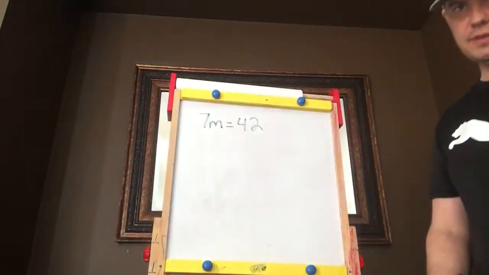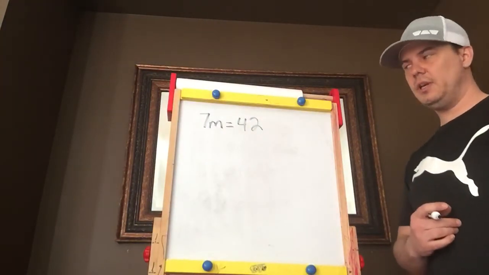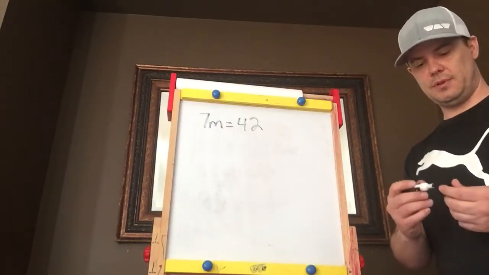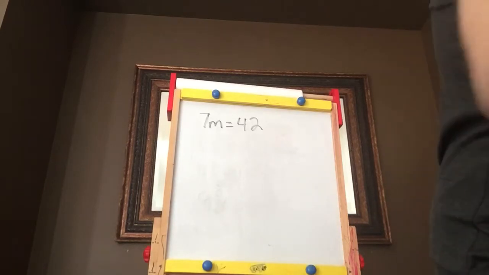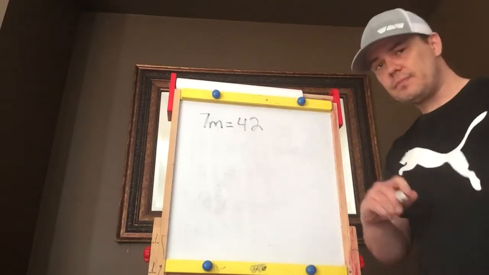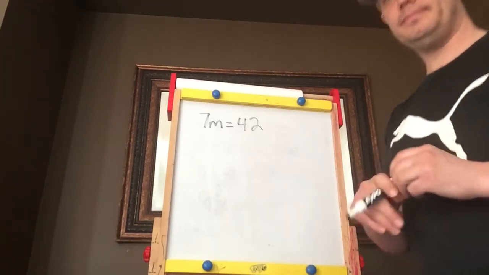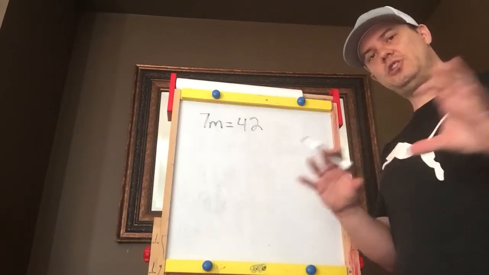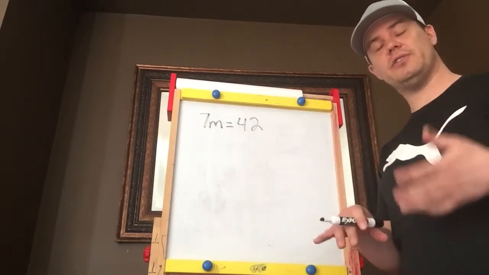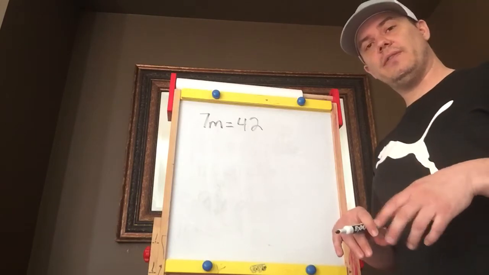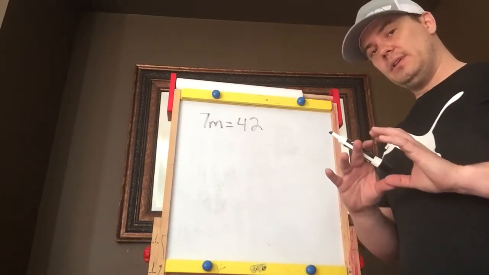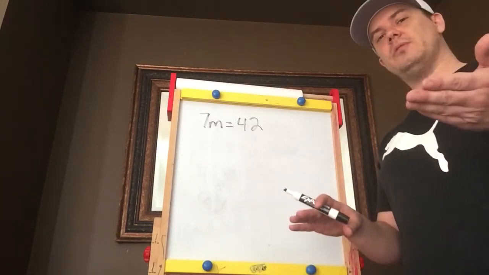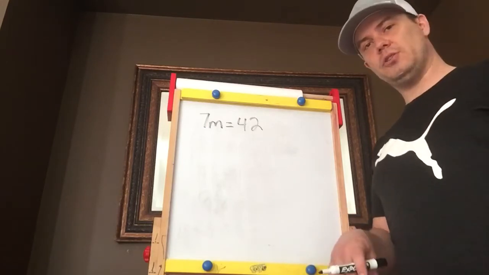Okay, 7m equals 42. The first step, I'm going to use a different marker because this one's dying. The first step is to rewrite the equation, because you want the initial equation that's on the test or on your sheet, whatever it may be, in its original form so that you can always look back and refer back to it without it having a bunch of writing on it. So we're going to rewrite.